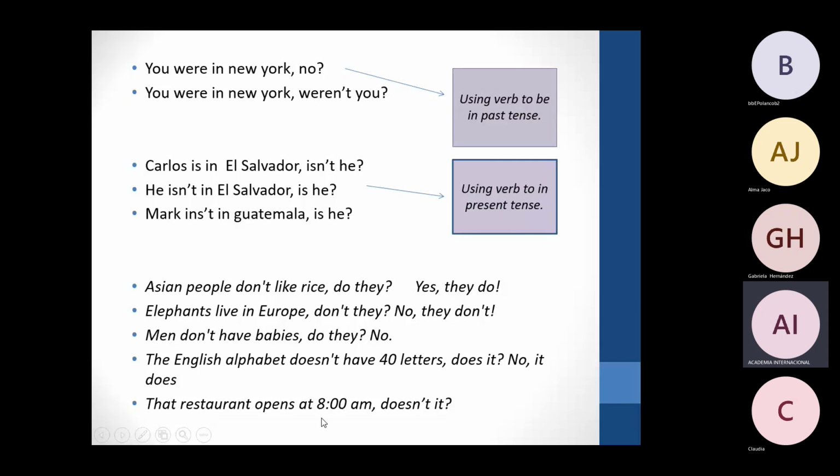Affirmative. And at the end, the negative sentence. And I'm using doesn't because I'm talking about something, okay? This is not a person. Okay. Is it clear so far? ¿Se entienden estos ejemplos?